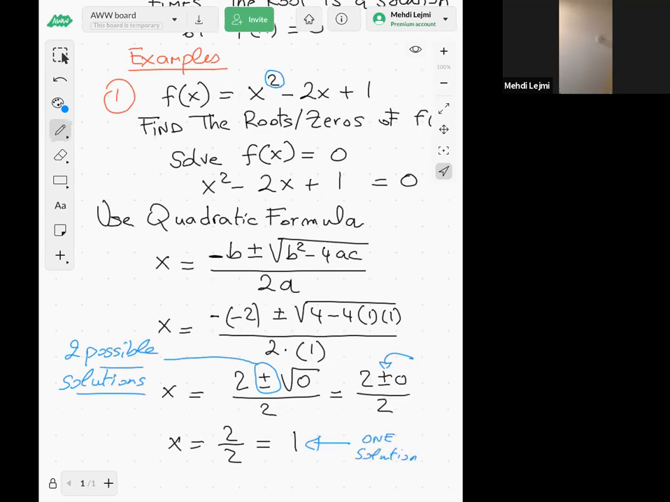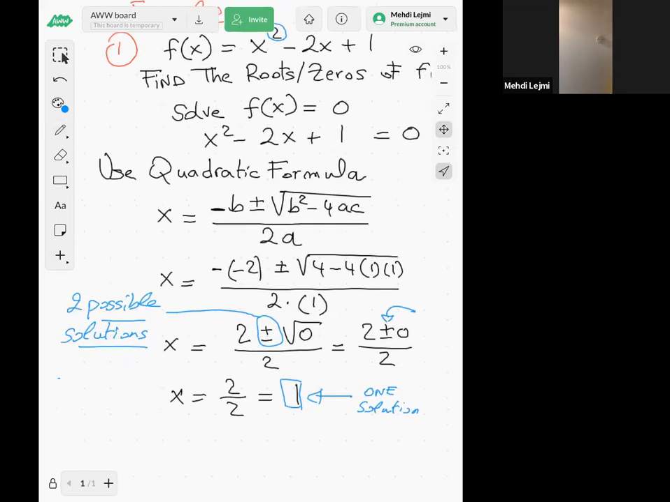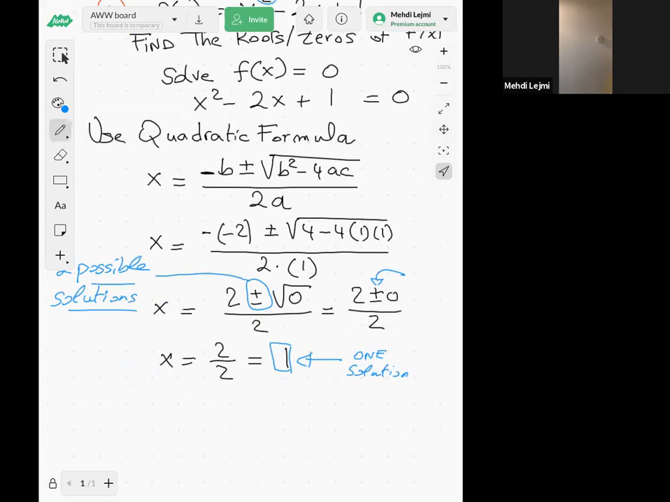So this one here, x equal to 1, is actually 2 times a solution of f of x equal to 0, because I am supposed to have two solutions, but I end up with only one solution. So this one solution, x equal to 1, is actually 2 times a solution of f of x equal to 0.